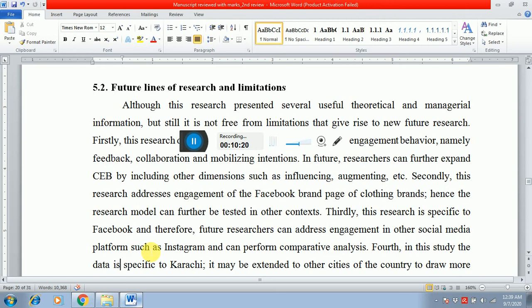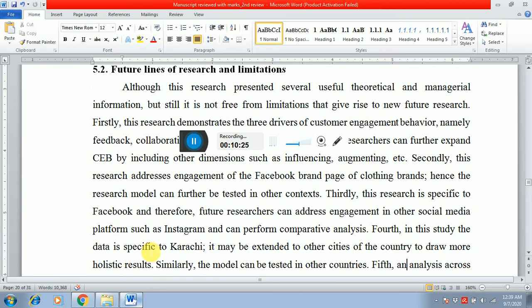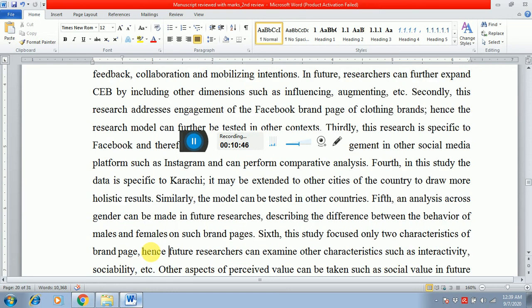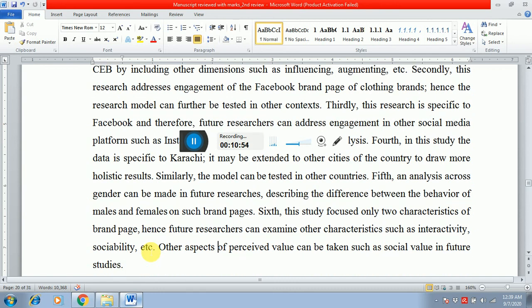Fourth, in this study, the data is specific to Karachi. It may be extended to other cities of the country to draw more holistic results. Similarly, the model can be tested in other countries. Fifth, an analysis across gender can be made in future research, describing the differences between the behavior of males and females on such brand pages. Sixth, this study focused on only two characteristics of brand pages, hence future researchers can examine other characteristics such as interactivity, sociability, etc. Other aspects of perceived value, such as social value, can be taken in future studies.